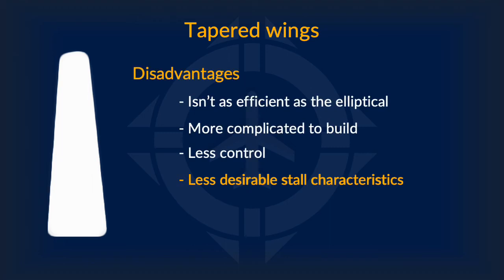However, this also means that it is a jack of all trades, master of none. It isn't as efficient as the elliptical wing, nor as easy to build as the rectangular wing. In addition, it also has less control compared to the rectangular wing. It also suffers the same problem in regards to stall characteristics with the elliptical wing.